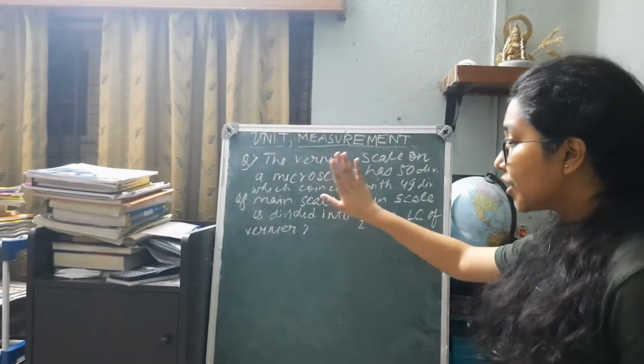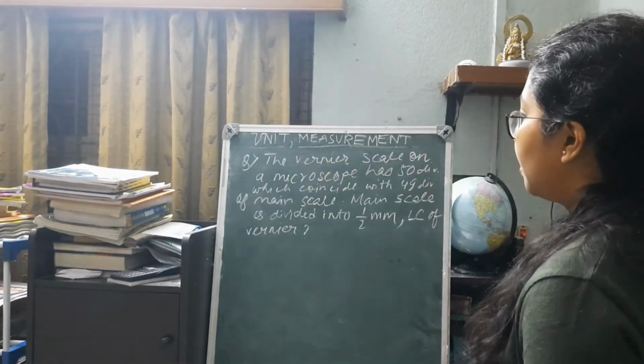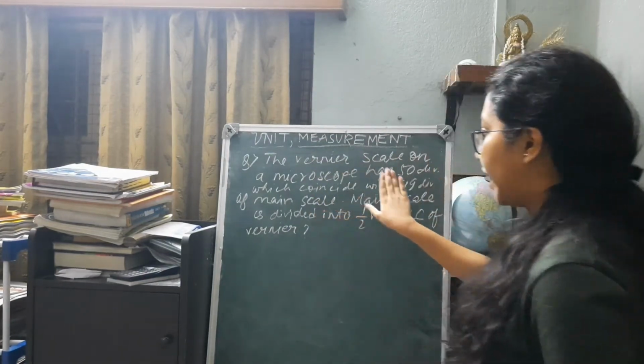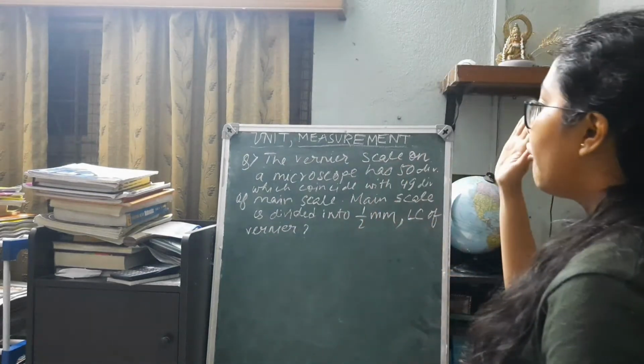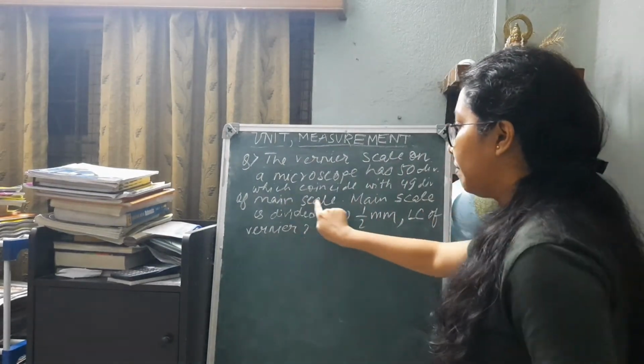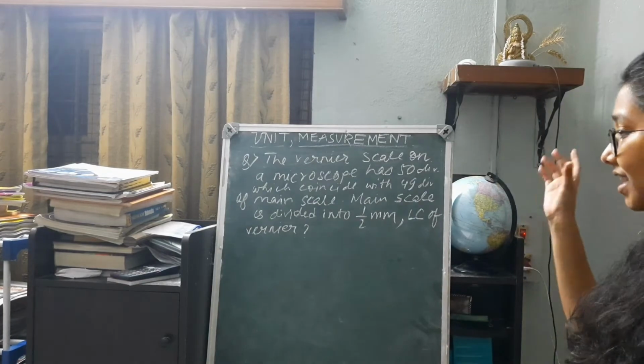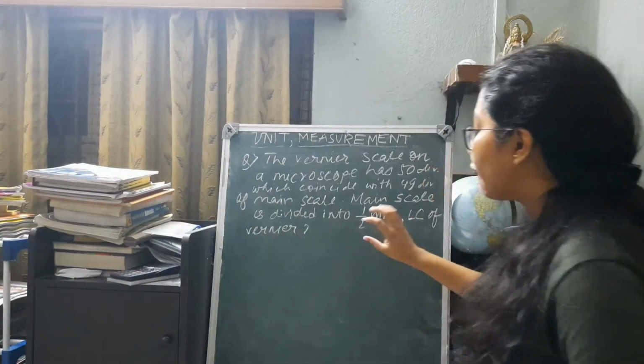Now in the next question, it has been provided that the vernier scale on a microscope has 50 divisions, which coincide with 49 divisions of the main scale. The main scale is divided into half millimeters.